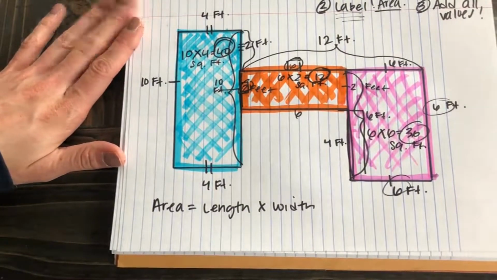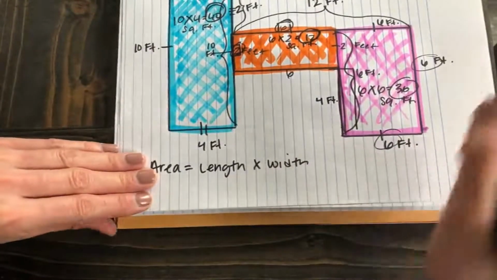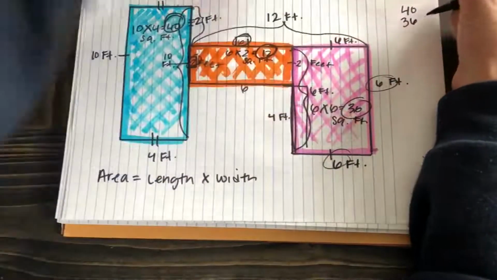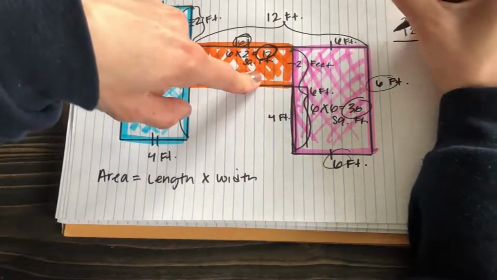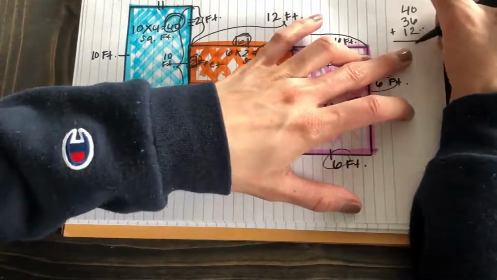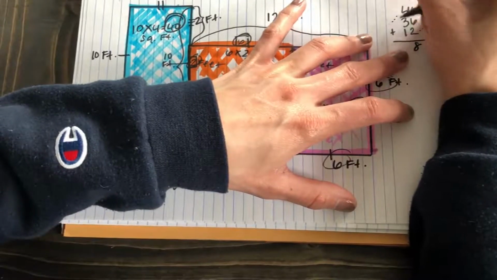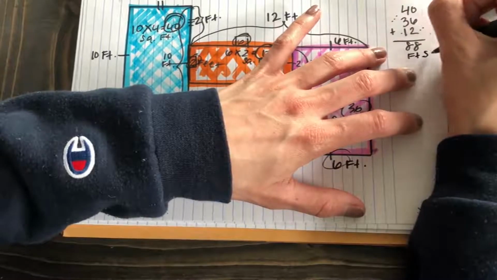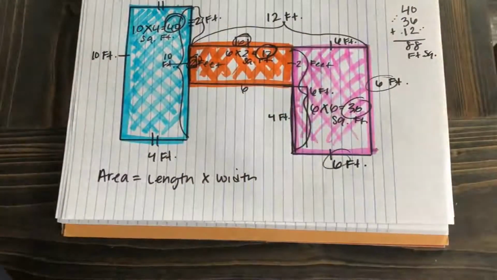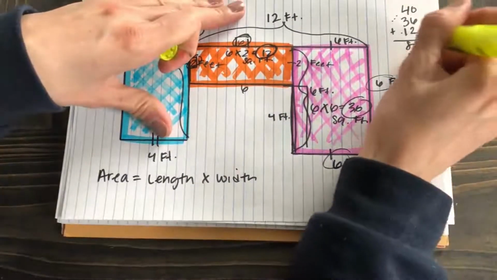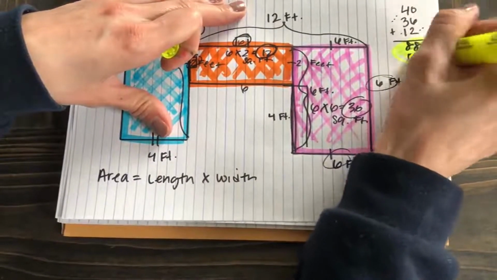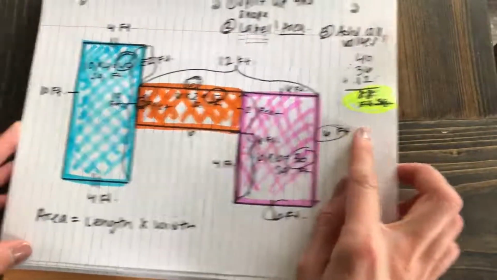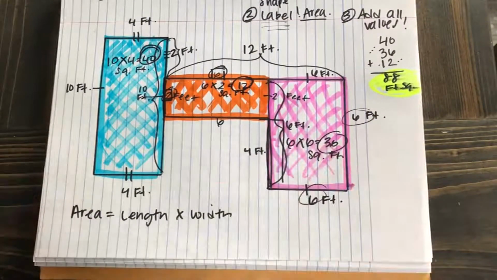Okay? So we've got a value of, I'll put it over here, 40, 36, and 12. Adding them up gives us 88. Make sure that you label your units as square feet. Otherwise, if you were doing this in class, you wouldn't get it right if you didn't put the proper units there, okay? So the answer here is 88 feet squared, okay? That is the value of all of this entire irregular shape.